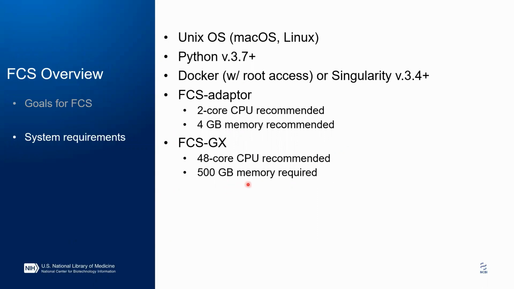For GX specifically, the 500 gigabyte memory requirement is for holding the large reference database and accessory files. Execution can utilize up to 48 CPU cores. If these requirements are prohibitive locally, both Amazon and Google Cloud Services provide hosts sufficient for execution and can be run at the cost of only a few dollars per genome.